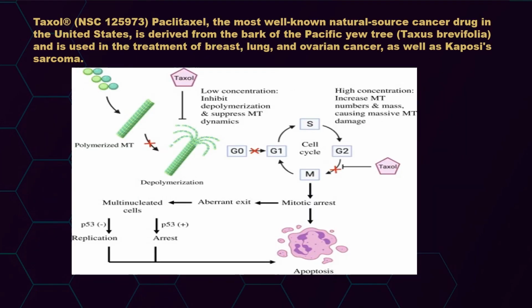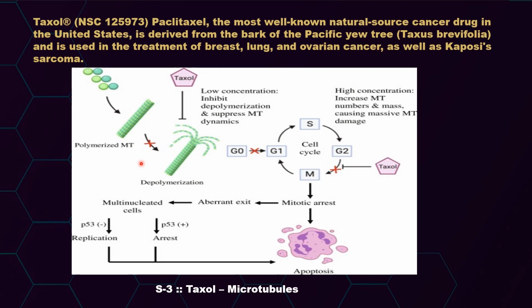Okay, next one is Taxol. Taxol is actually another name of paclitaxel. It is the most well-known natural source cancer drug in the United States. It is derived from the bark of the Pacific yew tree, that is Taxus brevifolia, and is used in the treatment of breast, lung, and ovarian cancer, and is also used in many sarcomas. So what it does, it inhibits the depolymerization of our microtubules.